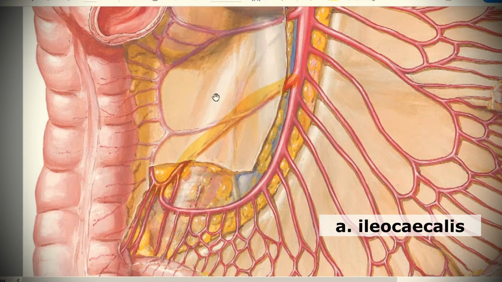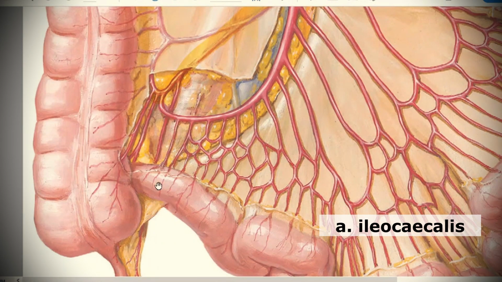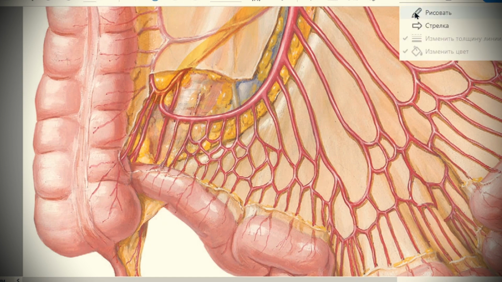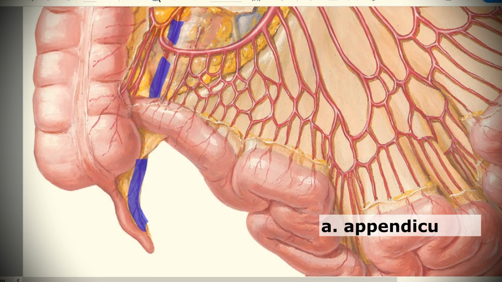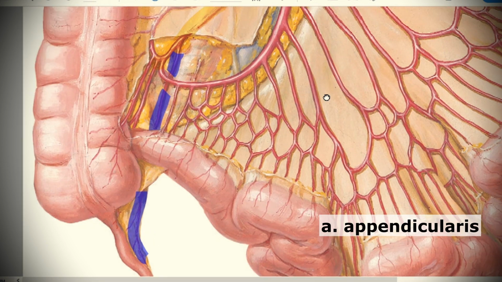a lot of branches that supply the terminal part of the ileum, rami ileales, and branches that supply the cecum, rami cecales, anterior and posterior. And it gives this small branch that goes along the mesoappendix and supplies the appendix. It is called arteria appendicularis. It directly supplies the vermiform appendix.